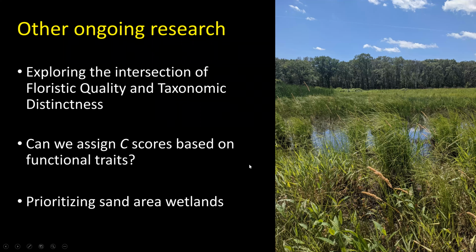And then we recently got a grant from the Illinois Native Plant Society to come up with a prioritization scheme for sand area wetlands in Illinois. So we're looking at 14 different sand area wetlands this summer, and then we're going to come up with a prioritization scheme with floristic quality, taxonomic distinctness, and local contributions to beta diversity. And we hope to expand that to all sand area wetlands in Illinois and apply for bigger grants.